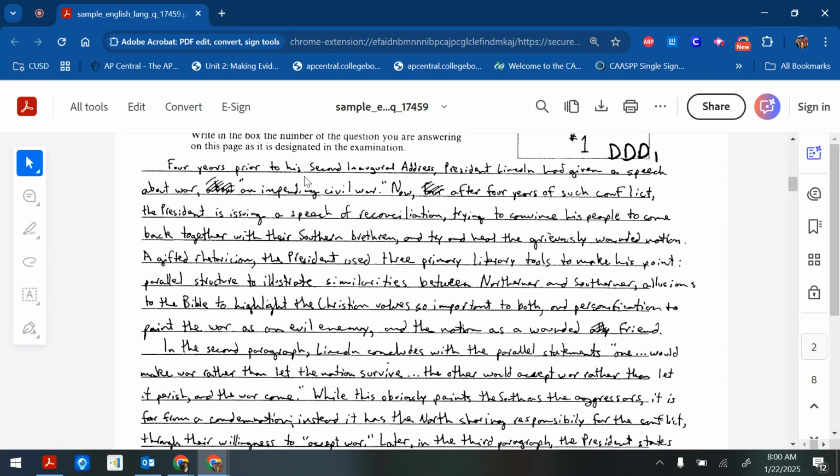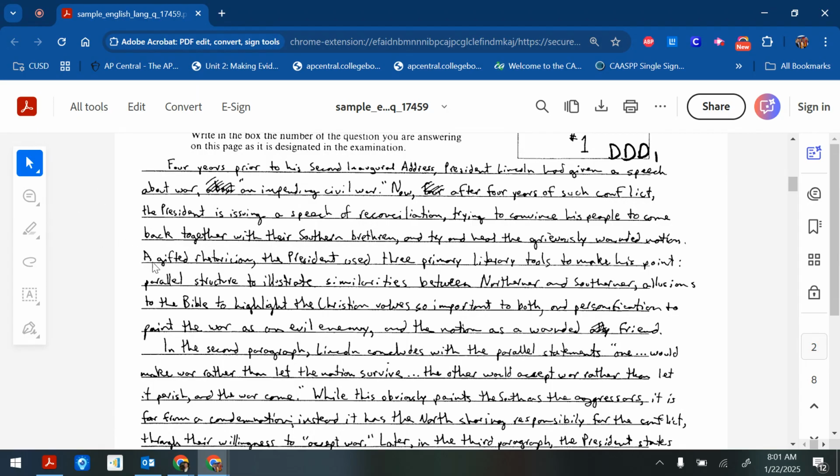4 years prior to his second inaugural address, President Lincoln had given a speech about war and impending civil war. Now, after 4 years of such conflict, the president is issuing a speech of reconciliation, trying to convince his people to come back together with their southern brethren and try and heal the grievously wounded nation. So within the first sentence, he's answering the purpose. Okay, that's part of the prompt. Remember, AP equals answer the prompt.